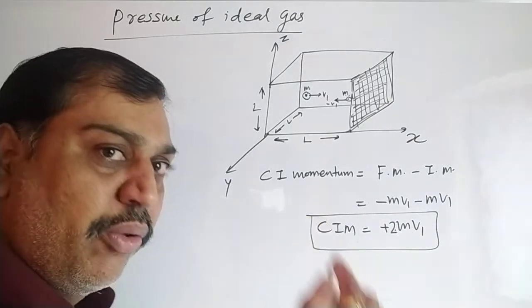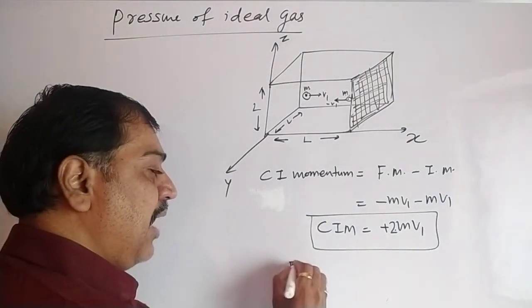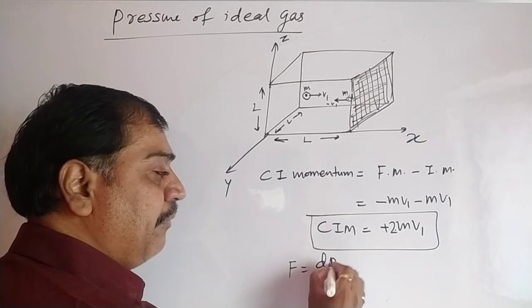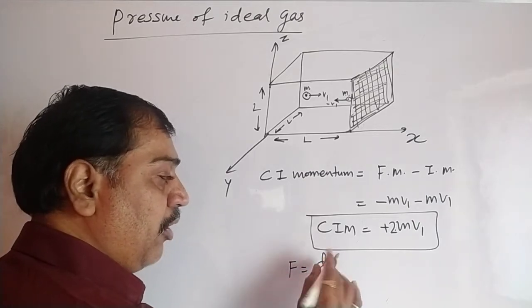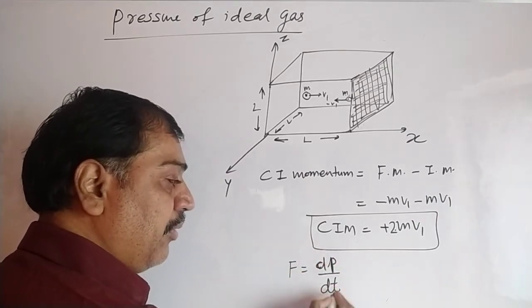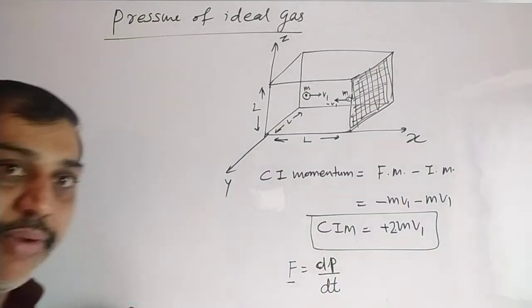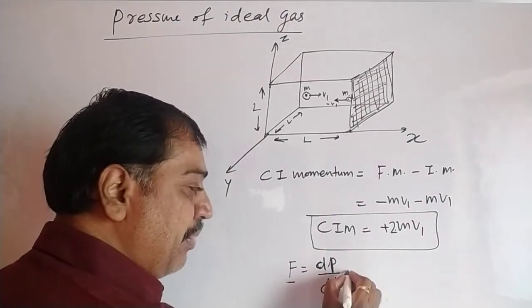Now if you remember, we know Newton's second law of motion. What is F equal to? F equal to dp by dt. If you remember, the rate of change of momentum with respect to time gives the force. F equal to dp by dt. We can say dp means what?